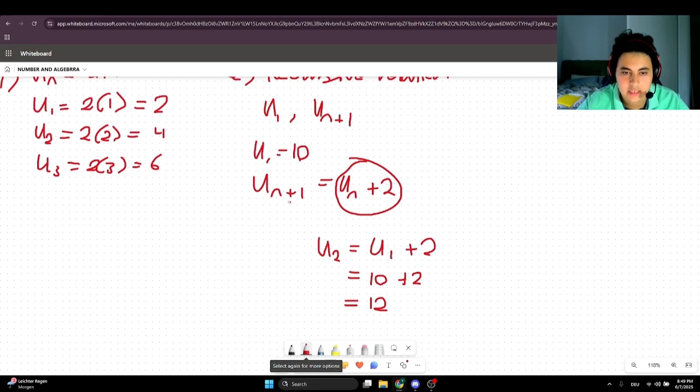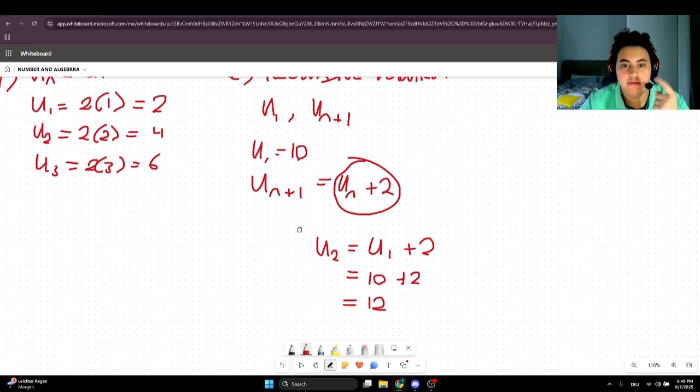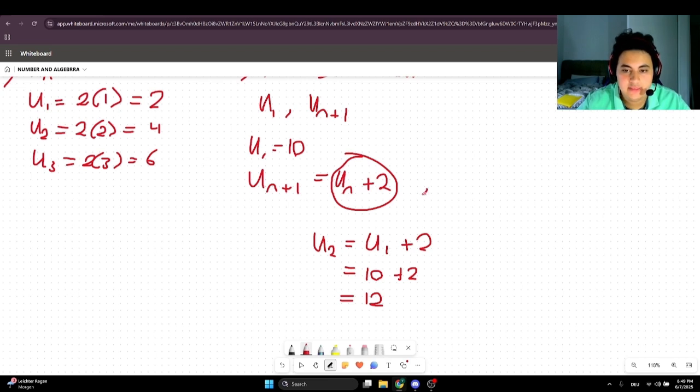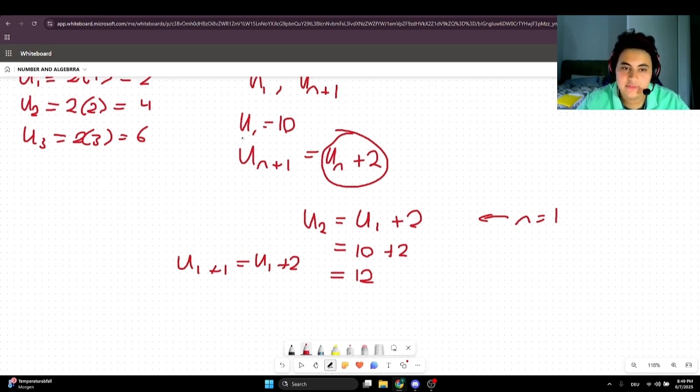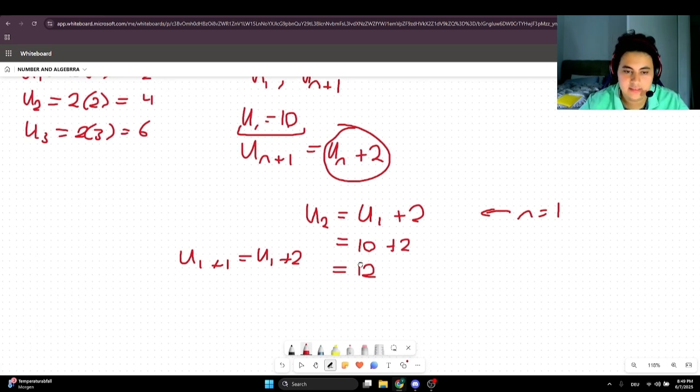If I want to find my second term, I need to think, okay, what term plus 1 is going to give me 2? It's going to be 1, right? So I'm plugging 1 for n. In this case, n is equal to 1, which is why I said u2, because it's u1 plus 1 is equal to u1 plus 2. U1 is already given to us. This is why I said that U1 has to be given to us in order for us to build this sequence. So U1 is, in this case, 10. Add 2 is 12.